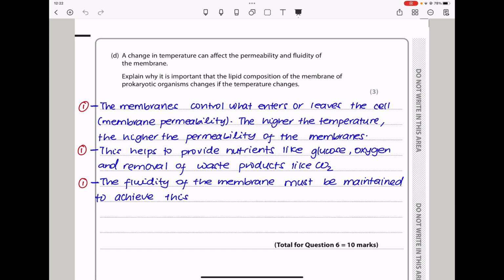So here I say the membranes control what enters or leaves the cell, which is membrane permeability. And we know the higher the temperature, the higher the permeability of the membranes. And this helps to provide nutrients like glucose and oxygen, as well as the removal of waste products. So the fluidity of the membrane must be maintained in order to achieve this. This brings us to the end of question 6. Let's continue to question 7.